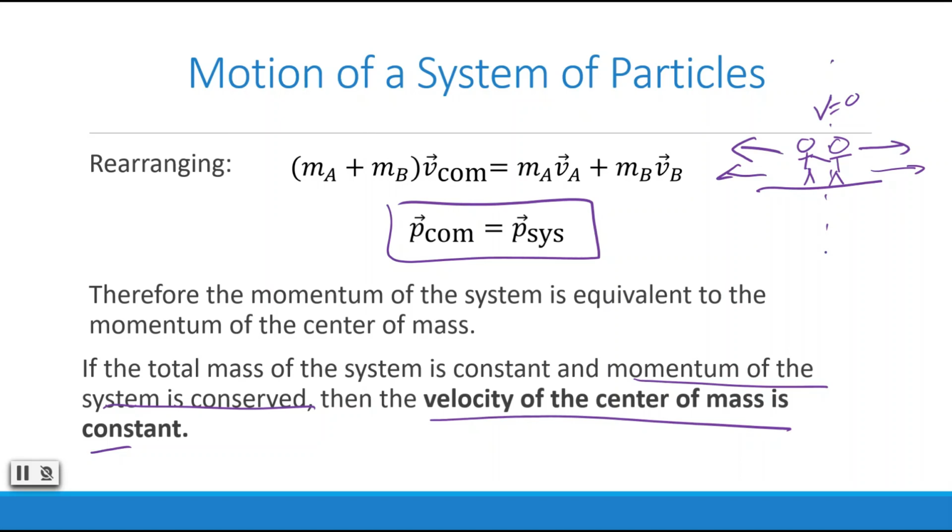If momentum is conserved because they're on ice, there's no net external forces, then that means that the velocity of their center of mass must be 0 the entire time. So if they have equal masses, that means they'll move with equal velocities in opposite directions. But if this guy has more mass, so it's 2 and 1, he's going to have to go slower, and this guy has to go faster in order for their velocity of the center of mass to be 0 and to kind of balance out.